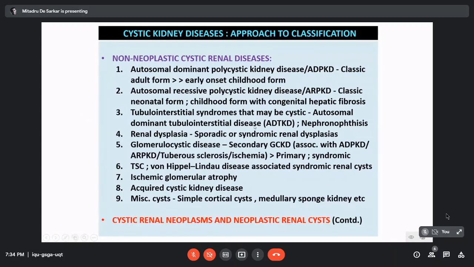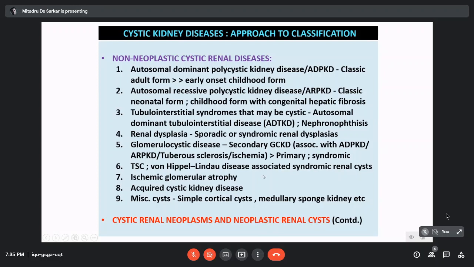As per Bostwick, I have actually gone by the approach which is given in Bostwick. He talks about the non-neoplastic cystic renal diseases, in which we talk about autosomal dominant polycystic kidney disease, recessive polycystic kidney disease, and the tubulointerstitial syndromes, which are sometimes cystic but often not. In this particular category, we have got the autosomal dominant tubulointerstitial disease, which was previously called MCKD, and nephronophthisis. Renal dysplasia can sometimes be cystic, however, it can often be non-cystic as well, just presenting as a kind of aplasia. Glomerulocystic disease is most often a secondary change, which is usually seen in the case of other cystic entities, for example, ADPKD, ARPKD, etc. Sometimes it can be primary and syndromic as well.